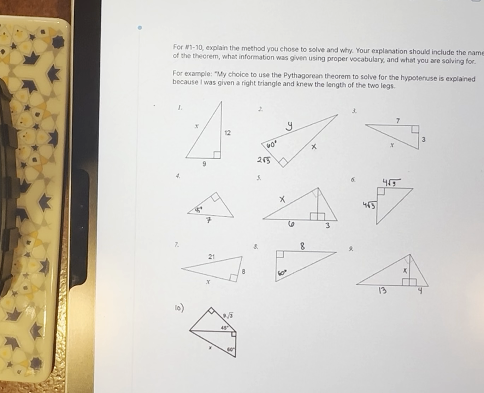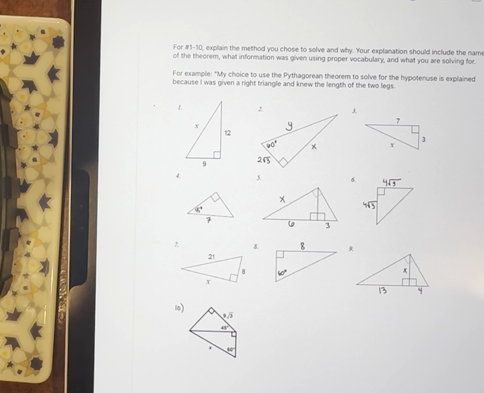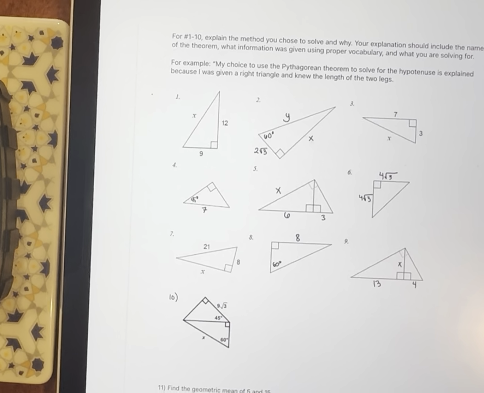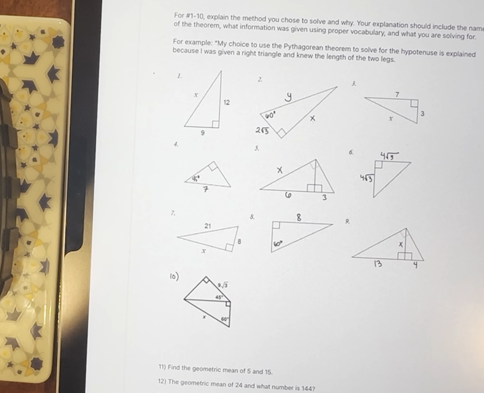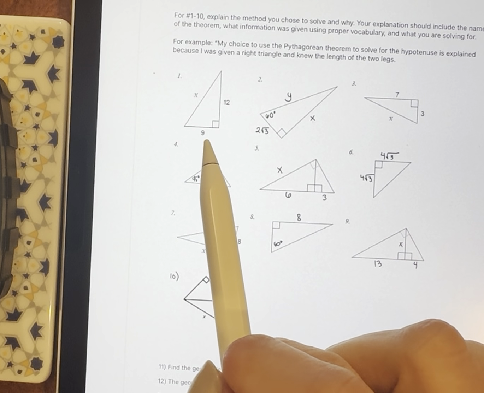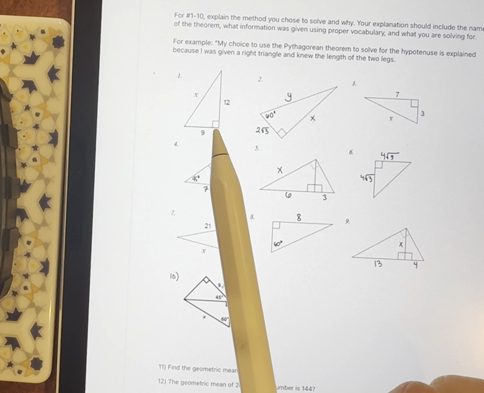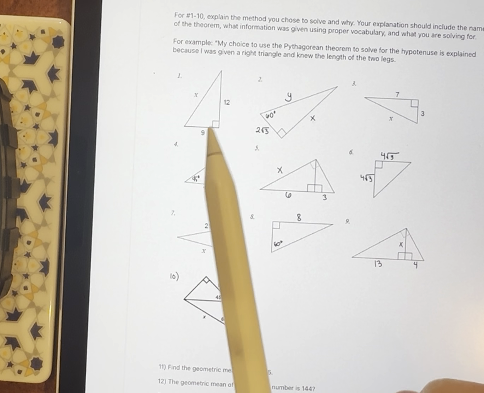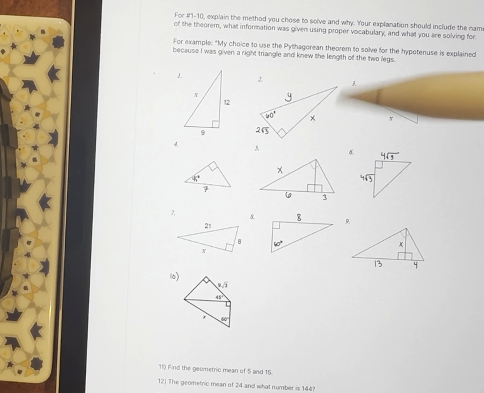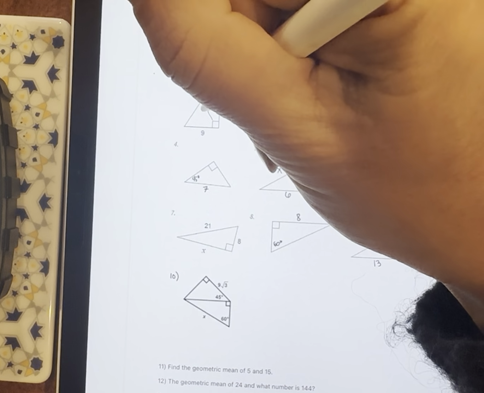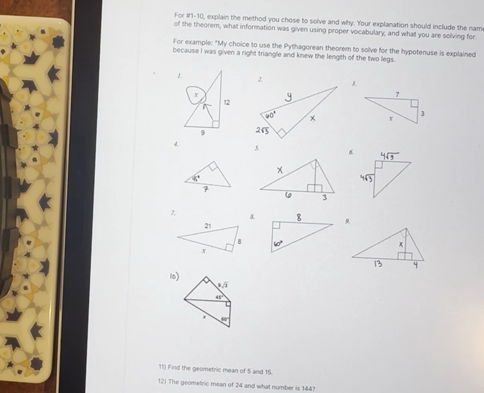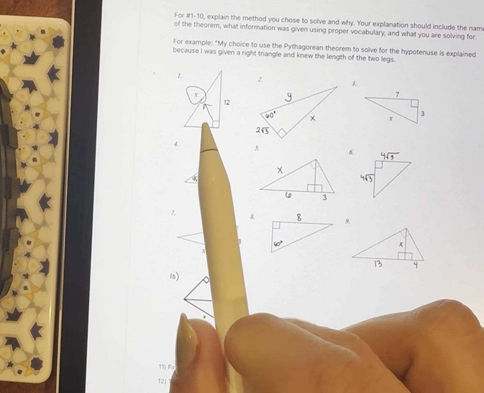So, here we go. On these problems, I see a bunch of right triangles. I'm going to have to decide how I'm going to solve them. On this first one, I have a right triangle and I'm given two sides, the legs, and I'm looking for the hypotenuse, which is right there. So I'll use the Pythagorean theorem.